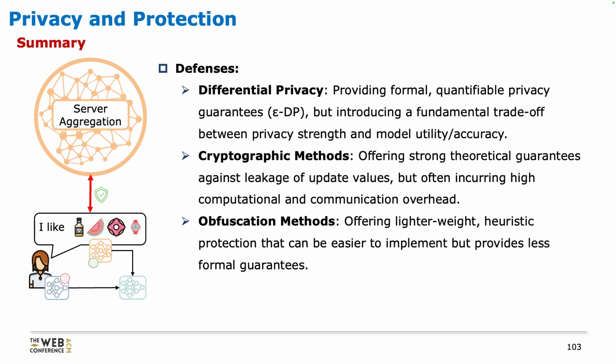cryptographic methods like homomorphic encryption or secret sharing fully hide individual updates, but they come with heavy compute and communication costs. Finally, obfuscation techniques. Things like random masks or fake gradients are lightweight and easy to add, so they offer only heuristic protection.